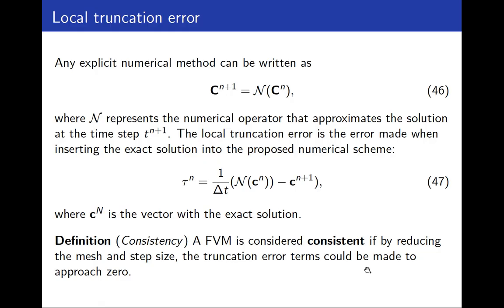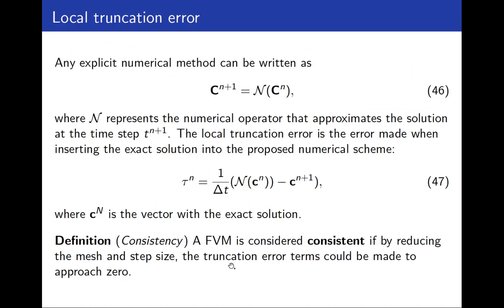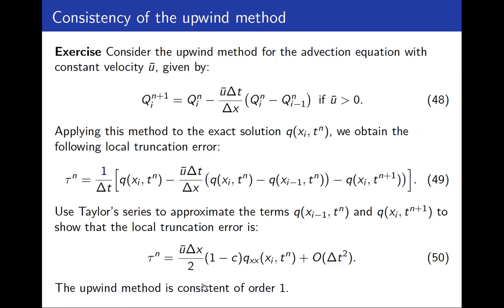If you somehow manage to reduce the mesh, so let's say delta x is very small, so you have very small cells, then this term is going to be almost zero. Remember that if you can make the local truncation error approach zero, your finite volume method is going to be consistent. For the Upwind method, this method is consistent of order 1, which is the order of the leading order term of the local truncation error. Here we have a dependence on delta x to the power 1, so the order of consistency of the numerical method is 1.